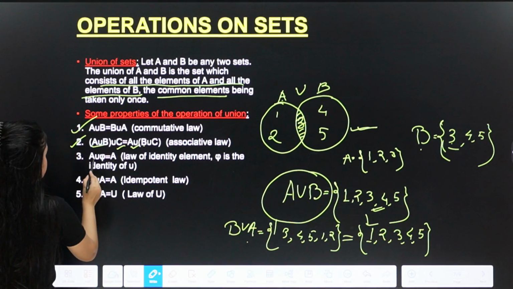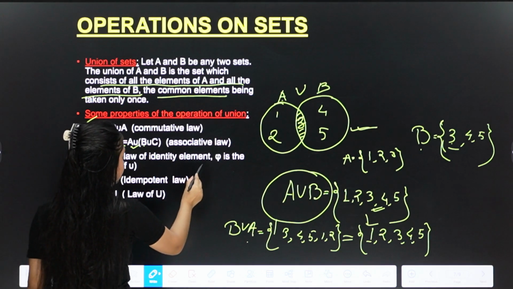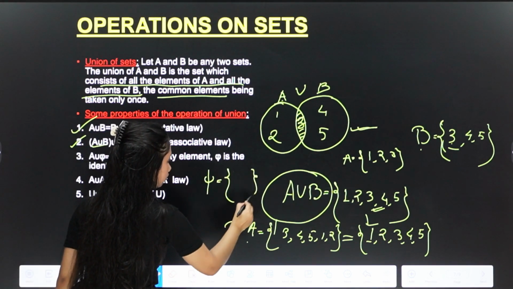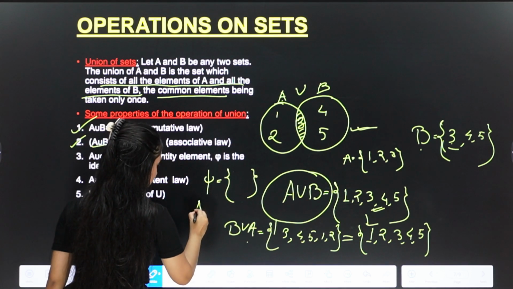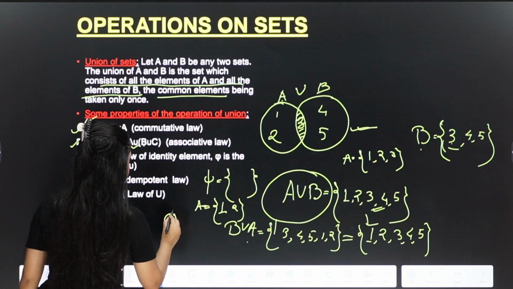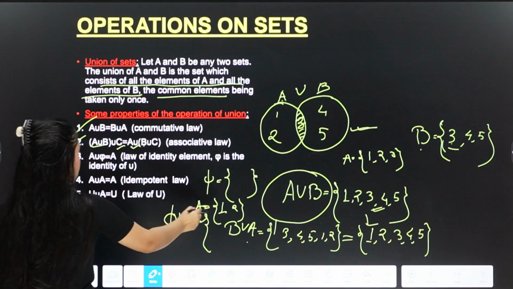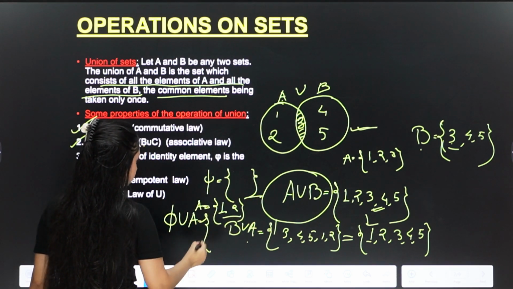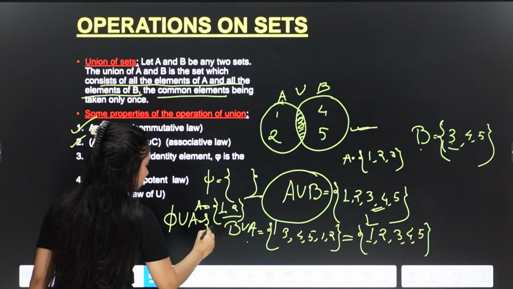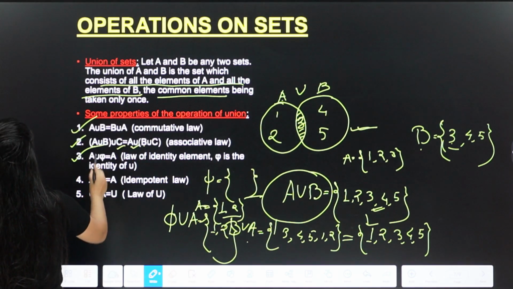So our third property is A union phi is equal to A, that is the law of identity element. And we know that phi is the empty set. Again, if we have A equal to 1 and 2, then phi union A is equal to all the elements of A and phi. So there is no element in phi. So phi union A is equal to 1 and 2. So this property is also satisfied.